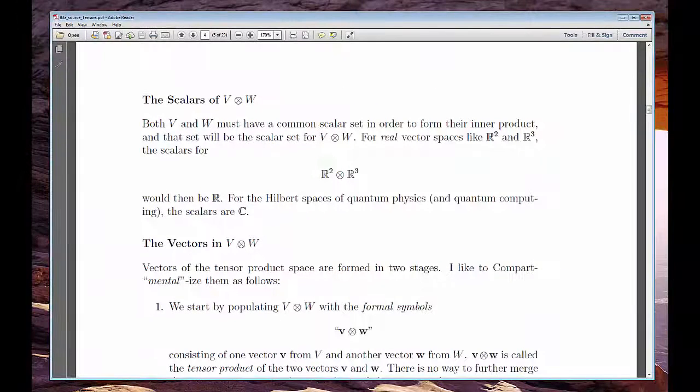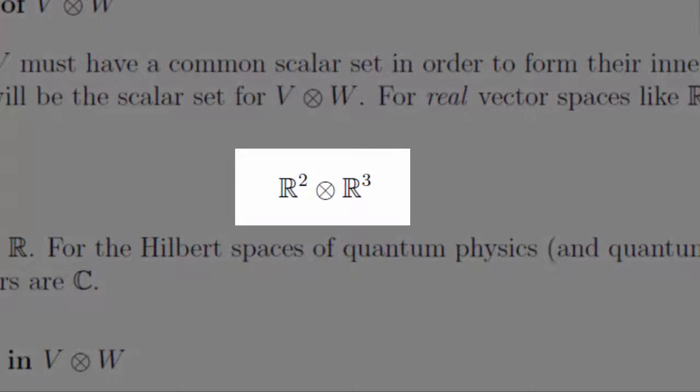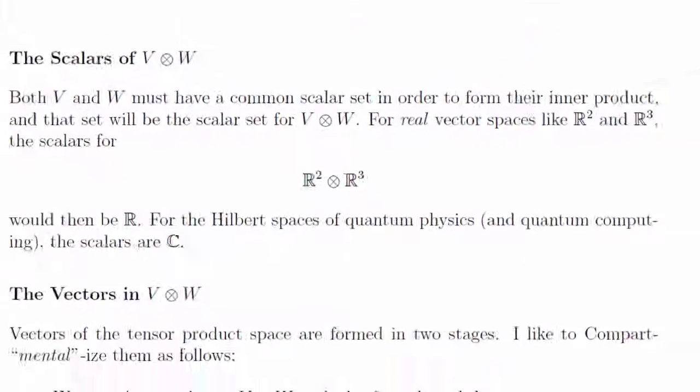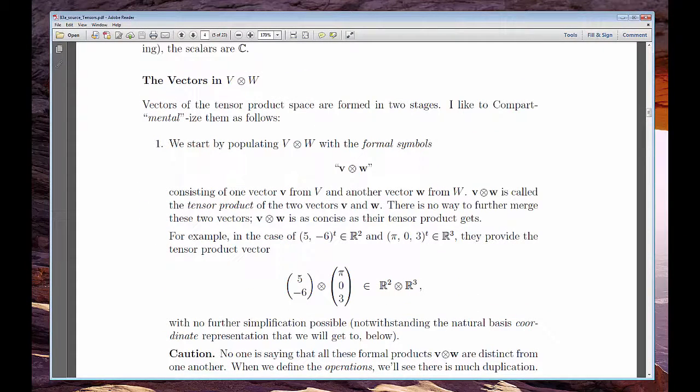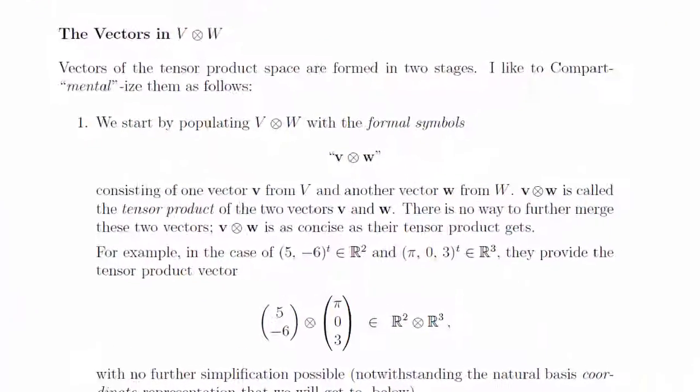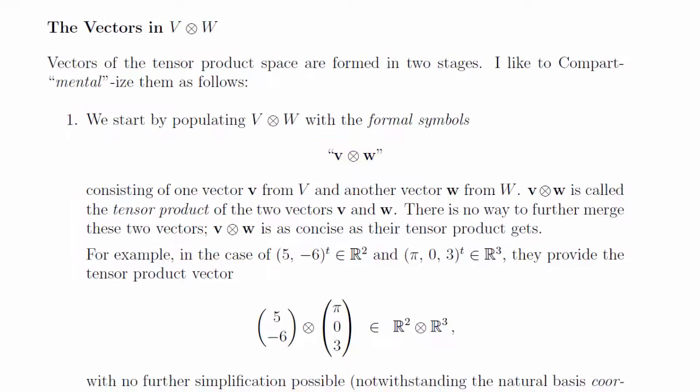A second-order tensor product is constructed from 2 component vector spaces, say R2 and R3. Notice that the spaces can be different dimensions. From there, we have to define the new product space. Students sometimes have a hard time with tensors because it's natural to believe that the vectors in the product space are themselves tensor products of 2 vectors, one from each component space.